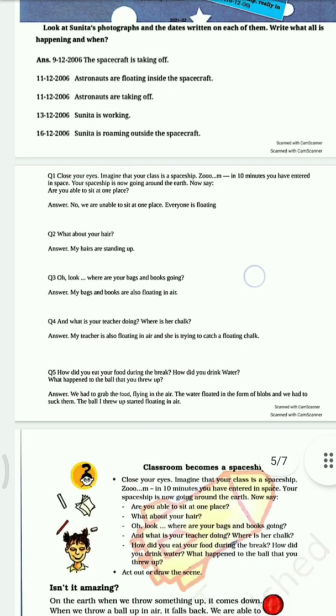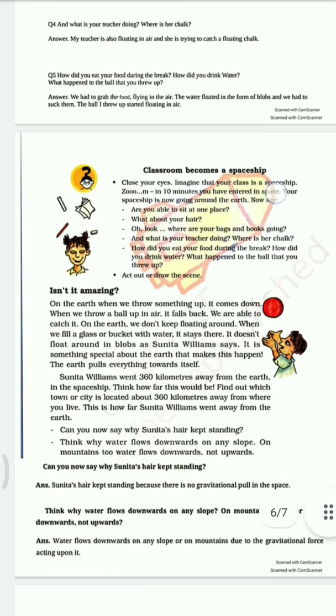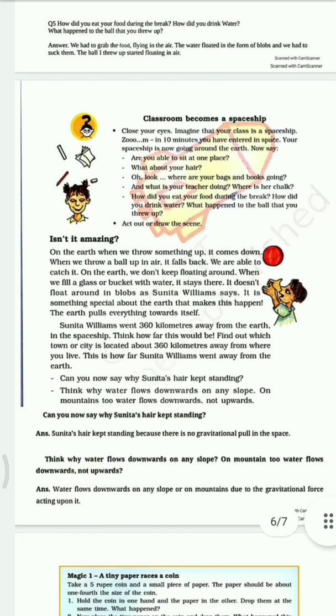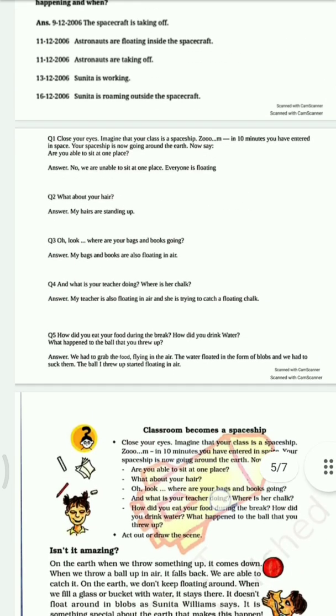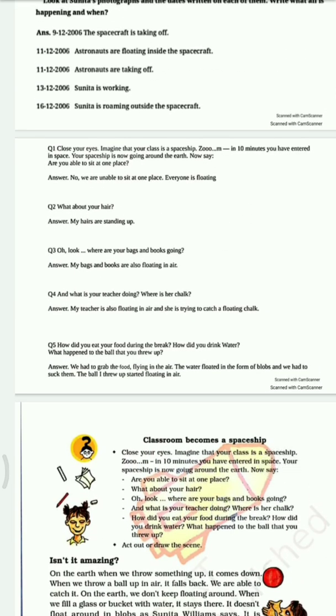Now there are some questions given here. That is, the classroom becomes a spaceship. Close your eyes, imagine that your class is a spaceship. In 10 minutes you have entered space. Your spaceship is now going around the earth. So you have to imagine that your classroom is a spaceship and answer the questions given below.